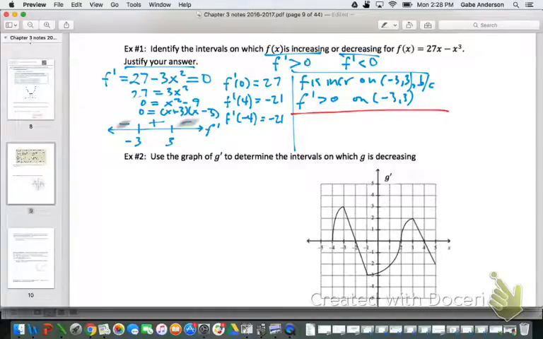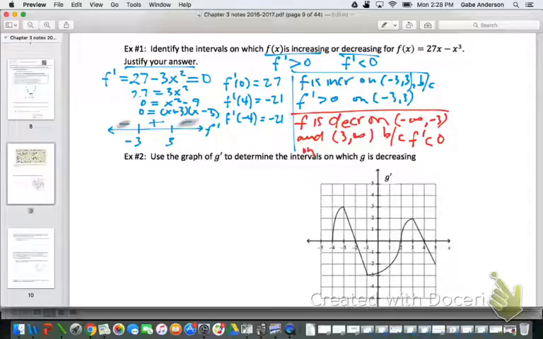Share what they got. Drew? Okay, let's hear what you did. F is decreasing on the interval negative infinity to -3, and the interval 3 to positive infinity because f prime is negative. I usually throw in "on those intervals." Something like that.